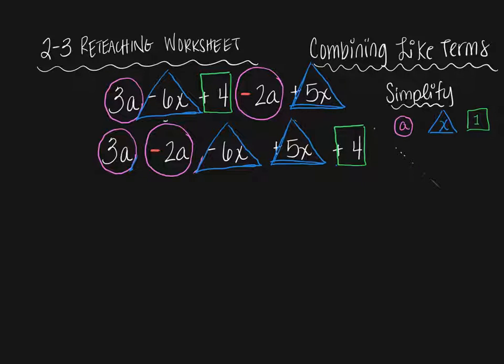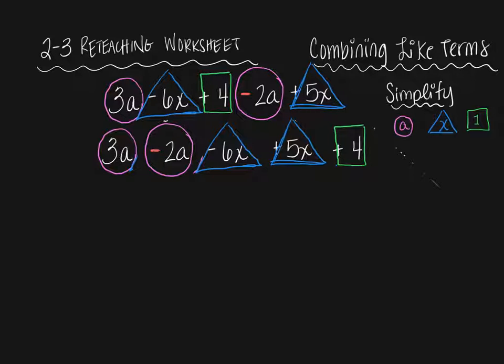All right, so you should have something that looks like this. At this point, all of my like terms are together. Do you see how I have my 3a and my 2a? These are both a's, all my circles are together. And then I have my triangles, my negative 6x and my positive 5x. Those are beside each other. And then my green rectangles are beside each other. So now what I can do is I can look at combining my circles.